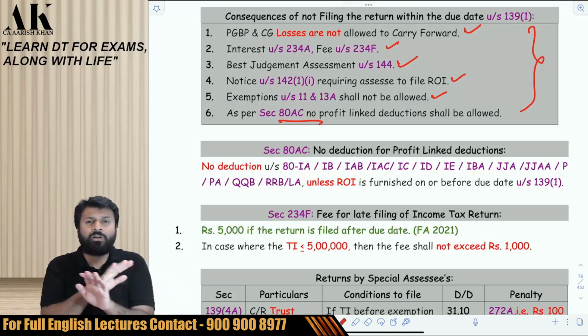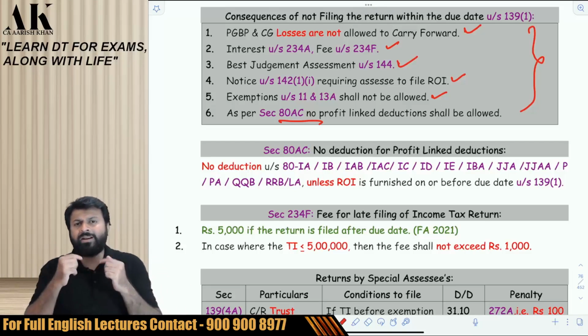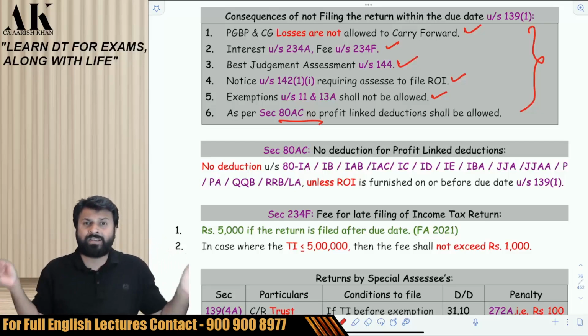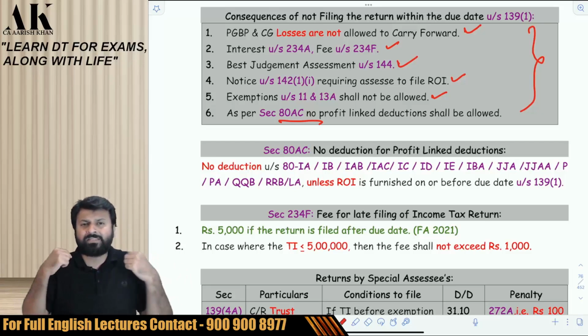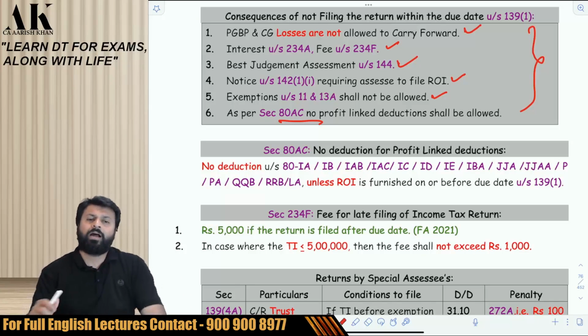ATC deduction is not a profit linked deduction. It is a payment linked deduction, and therefore that will be allowed to the assessee. What about ATD? ATD will be allowed because that is not profit linked, that is payment linked. What about ATG? ATG is again payment linked. It is not profit linked. Therefore, the assessee will be allowed the deduction of ATG also. I hope it is clear to all of you.